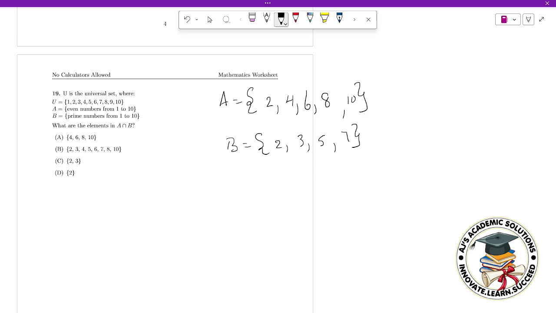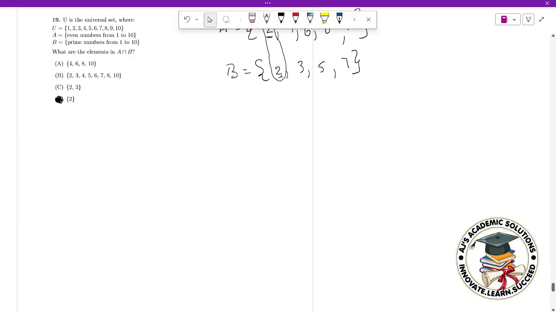So when we look through these two sets, what they have in common is 2. Both of them have this. So the answer D: A intersect B is just 2, because the others are not shared between both sets. So A intersect B is 2.